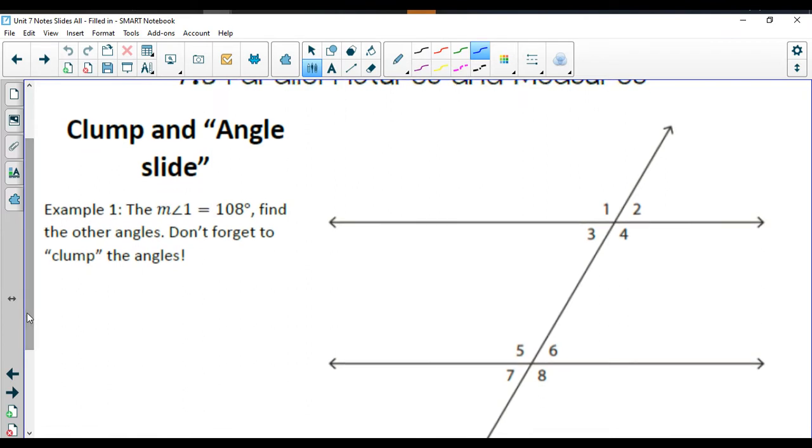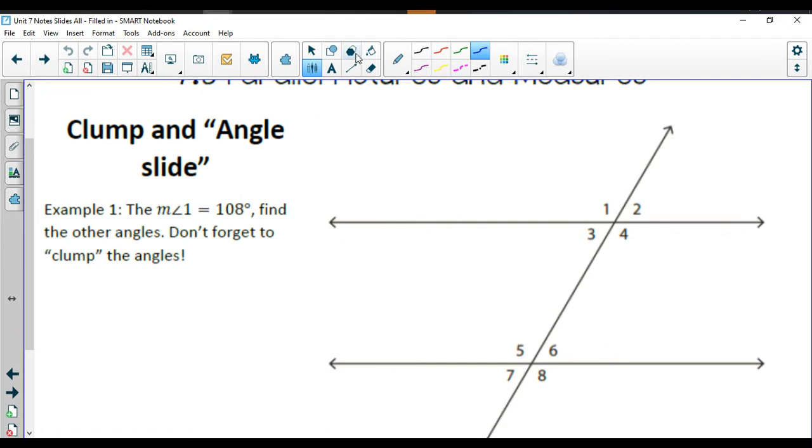What we're going to do is actually be angle clumping, and then we're going to be sliding them. So kind of like how we talked about corresponding angles in the last lesson, going down the zip line, the transversal being our zip line, we're going to use that transversal line to be our zip line and slide the whole set of angles.